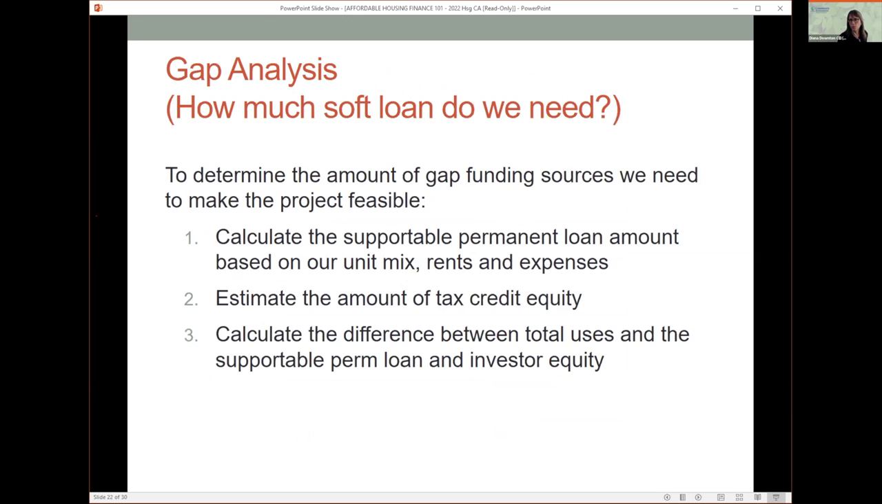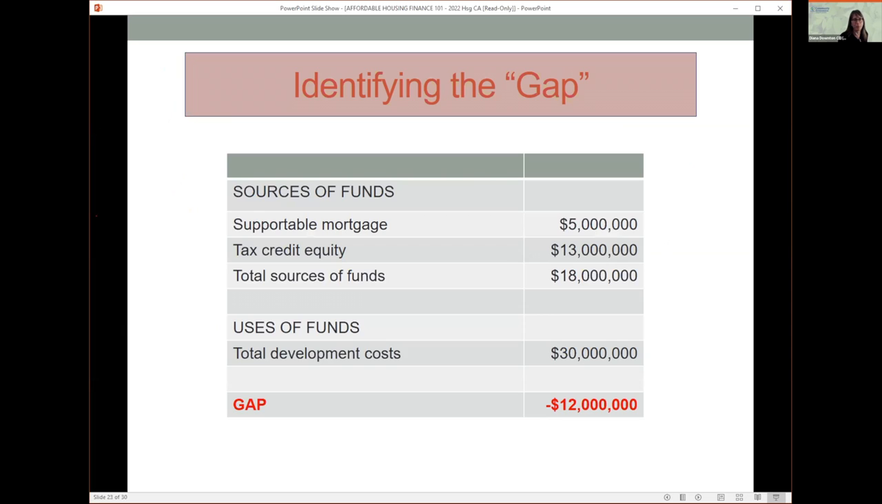Okay, so we're moving our way along here, figuring out our financial feasibility. We've calculated our perm loan. We've estimated our tax credit equity. Now we need to figure out, is that enough? Is that going to pay for our development?